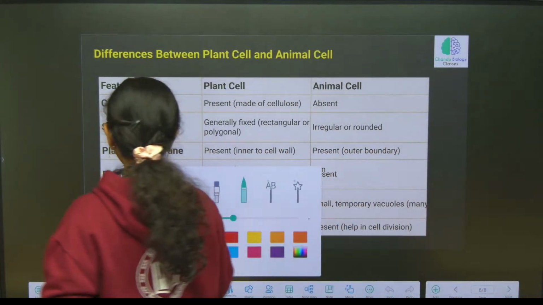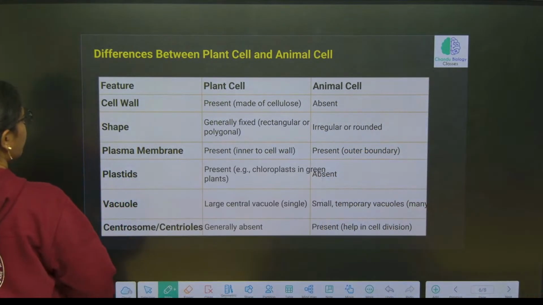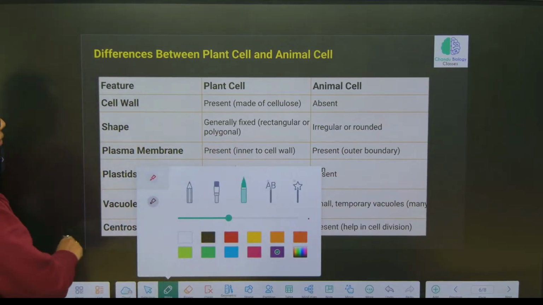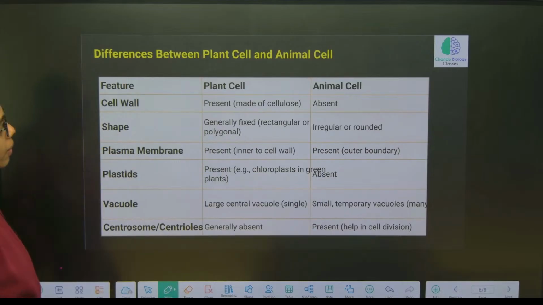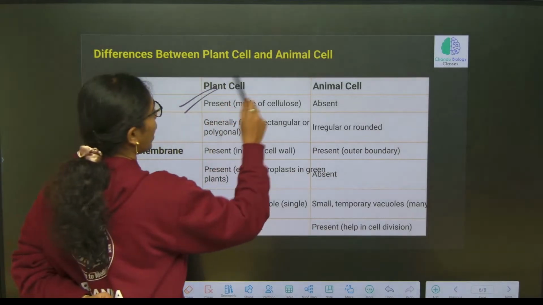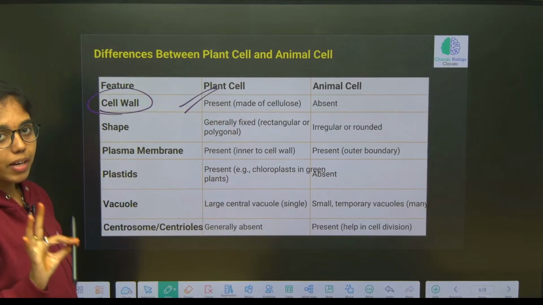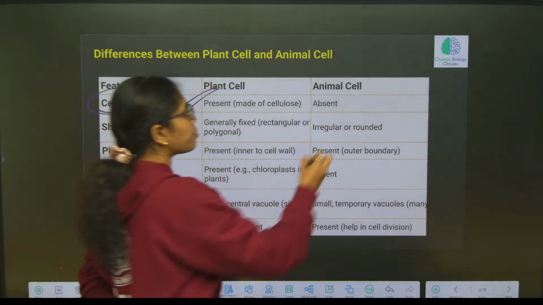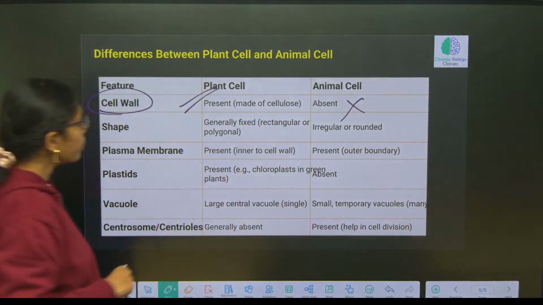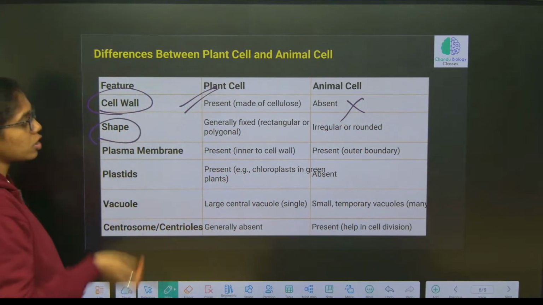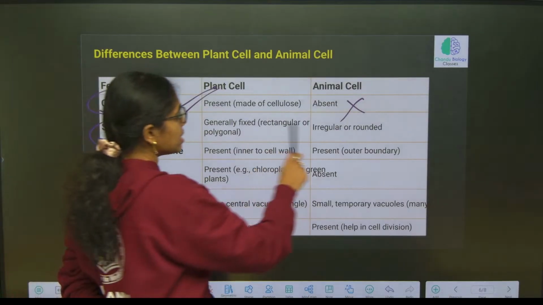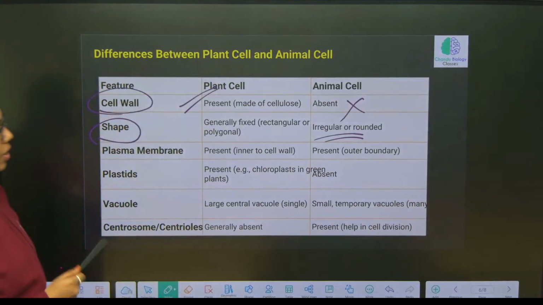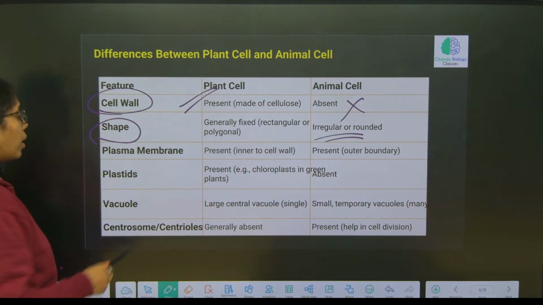The primary difference is the cell wall, which is also said in the cell theory by Schwann, wherein the cell wall is the limiting boundary of a plant cell, and mostly the plant cell wall is made up of cellulose, hemicellulose and then pectin. Cell wall is absent in an animal cell. Then the shape of the cell is also different. In animal cells, the cells are irregular and rounded, whereas plant cells are generally fixed, rectangular or polygonal.